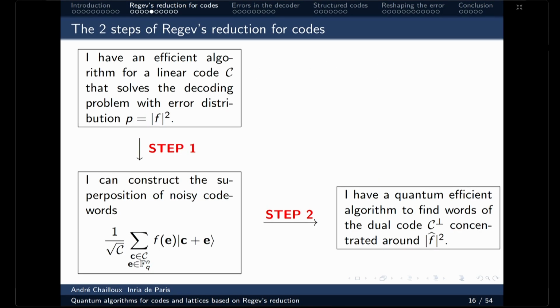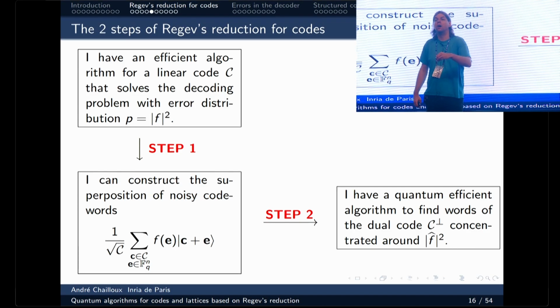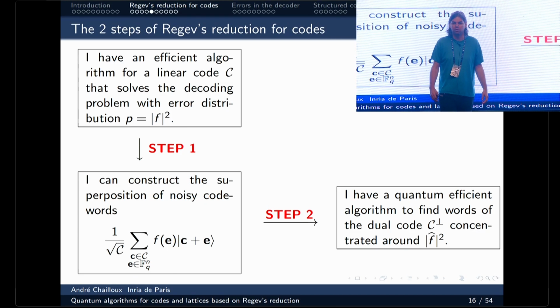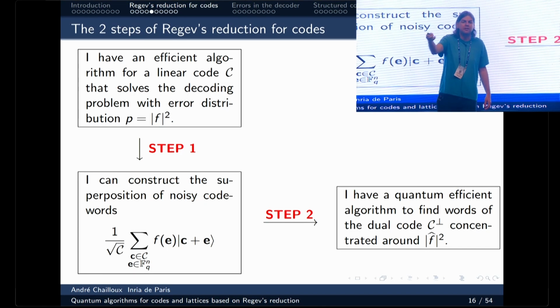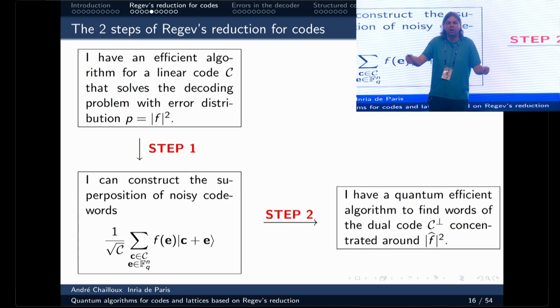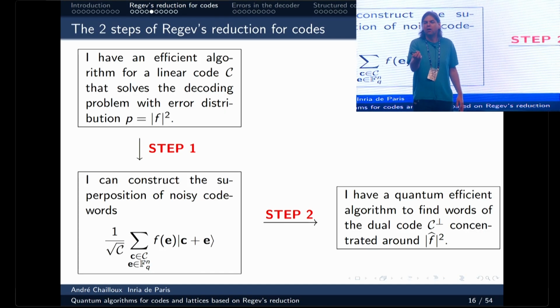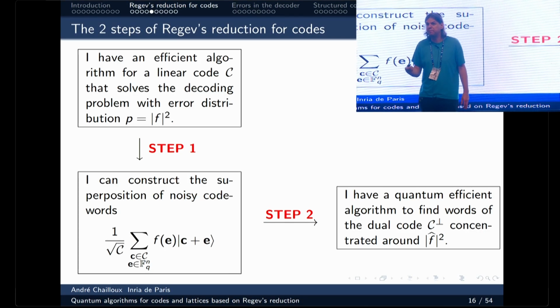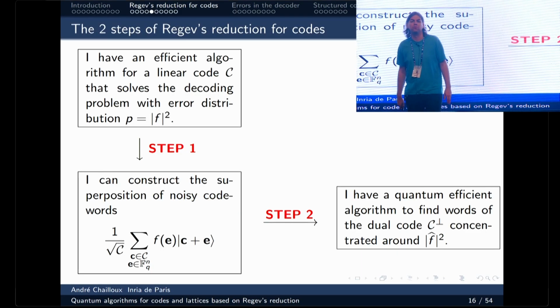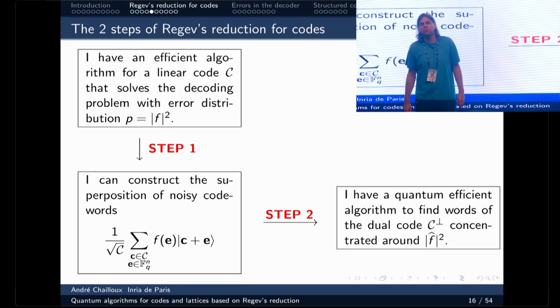Okay, so it consists of two simple steps. Remember, I have an algorithm for the decoding problem, and I want to construct a quantum algorithm to find short code words in the dual code. So the first thing is that I will use this decoding algorithm to construct this state on the bottom left, which is a superposition of code words and errors, in quantum superposition. And then step 2 will just be: I apply a quantum Fourier transform and I measure, right? So actually, all of the important part will be in the first step, and the second step will just be a direct quantum Fourier transform. Okay, so these are the two main steps. Now let's see what the first step is.